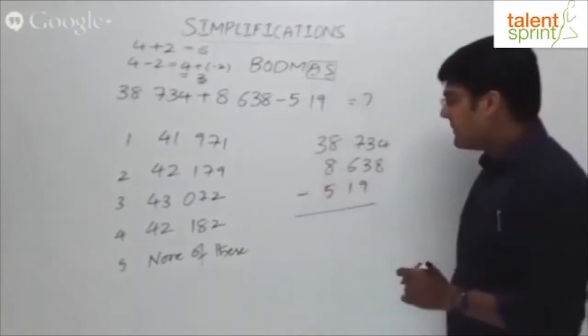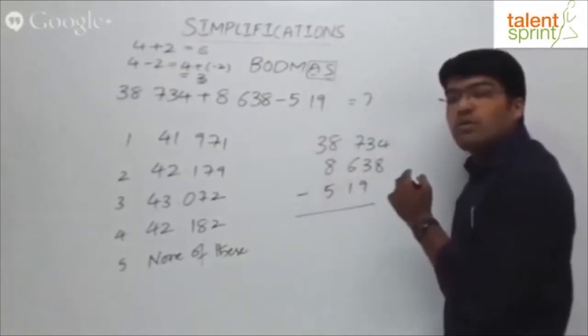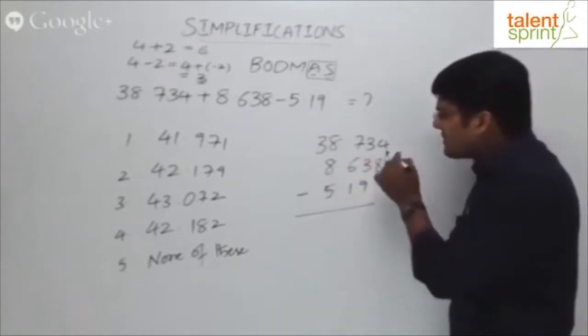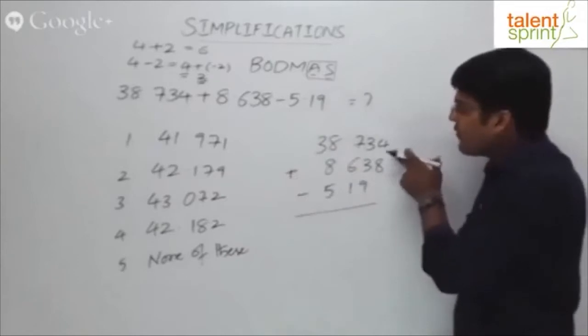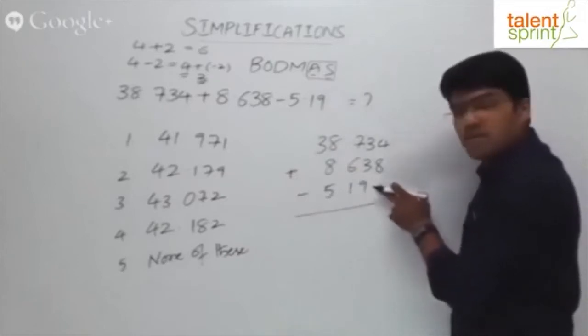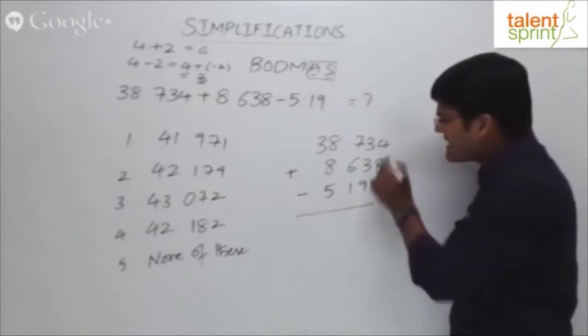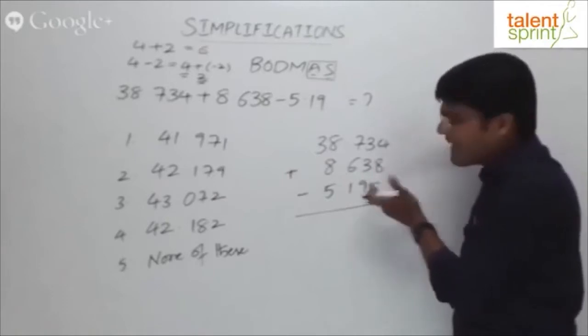So let's look at the solution here. Now, what do we do? We always go from right to left. So 4 plus 8, remember this is plus and the next one is minus. So 4 plus 8, 12. And here we do not have anything, right? 0. So 4 plus 8, 12. 12 minus 0 is 12.